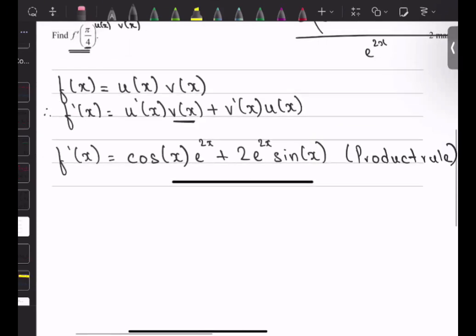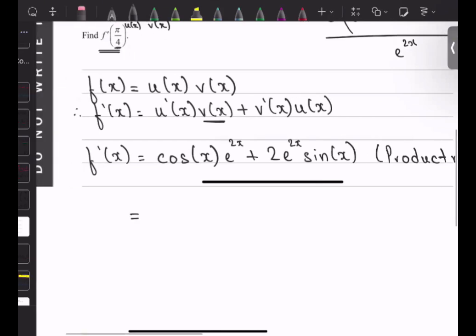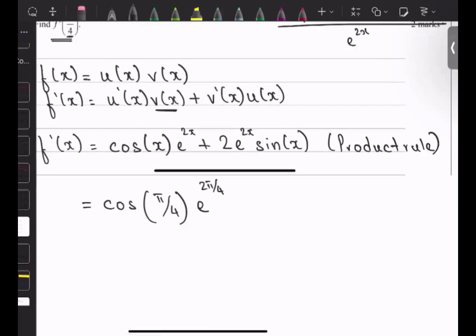Now, all we have to do is to evaluate this derivative at x equals pi on 4. So all we have to do is to substitute x equals pi on 4 in this. So we have cos of pi on 4, e to the 2 pi on 4. I know this can be simplified, but I'm just going to leave it as is for now and then simplify it all at the end. So we got plus 2e to the 2 pi on 4 sine of pi on 4.